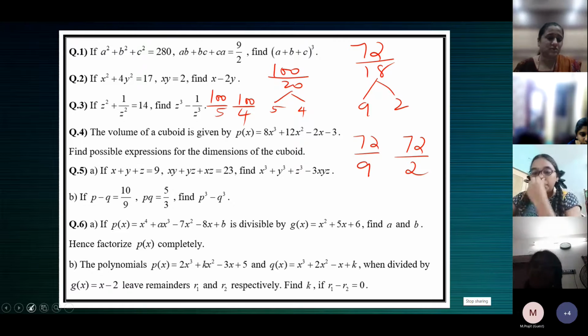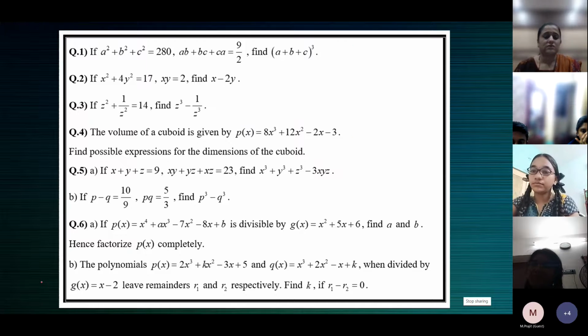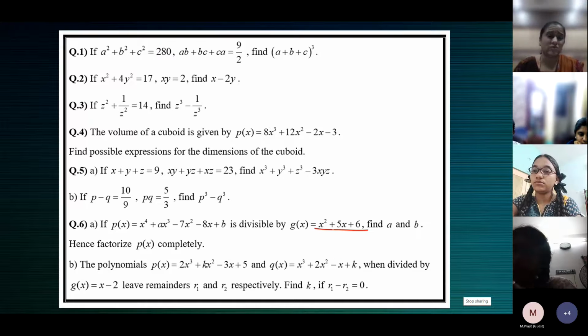Similarly, please listen to me, children, don't start working. Similarly, we find this is a quadratic factor. There's some work going on here and there's a lot of noise. I'm not able to concentrate. So this one is a quadratic factor. You can factorize this and find the two linear factors.